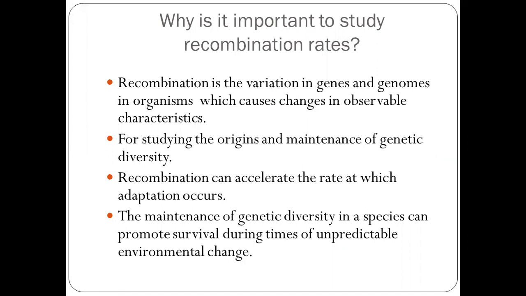Recombination is the variation in genes and genomes in organisms which causes changes in observable characteristics. It is important for studying the origins and maintenance of genetic diversity. Recombination can accelerate the rate at which adaptation occurs. The maintenance of genetic diversity in a species can promote survival during times of unpredictable environmental change.